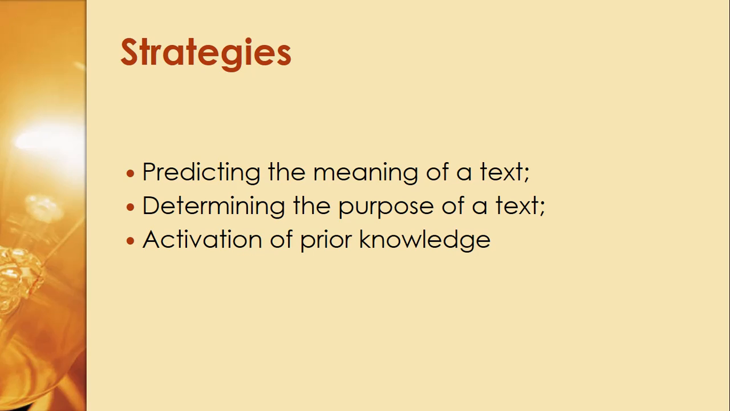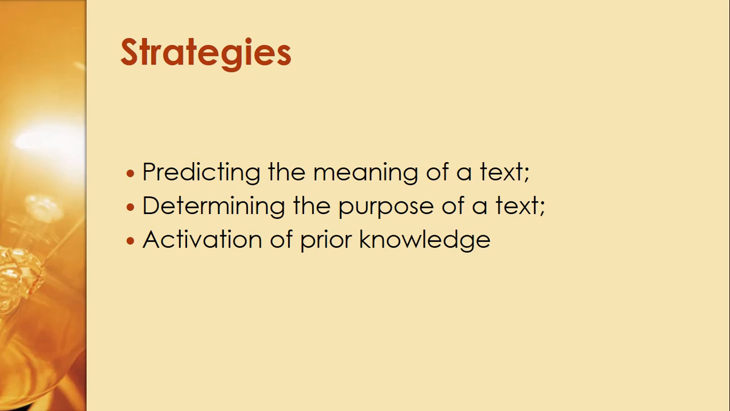Now we will discuss some strategies of comprehension. The first strategy is predicting the meaning of a text. So first of all, what we do is that we read a text and we try to guess the meaning, that what it could be about. Especially when we read the title or when we read the first paragraph, we try to make guesses about the meaning of the text.